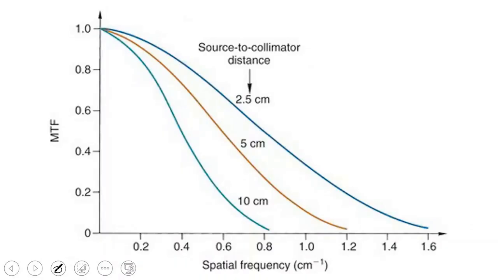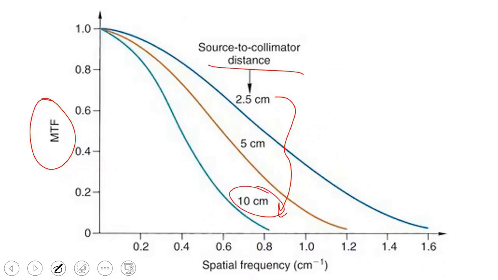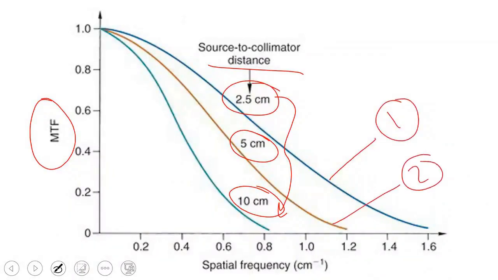Here, for example, is the shape of the modulation transfer function with different distances. Here is the value of the transfer function with the source at a 2 centimeter distance. For instance, if it were 10 centimeters, here 5 centimeters, here 25 centimeters, and 2.5 centimeters. So if we assume this is 1, this is 2, and this is 3, which one of them is the best in terms of resolution for you? 1, 2, or 3? 1.